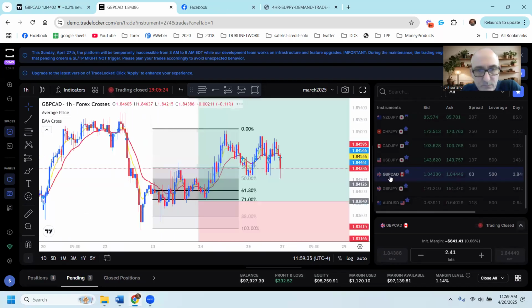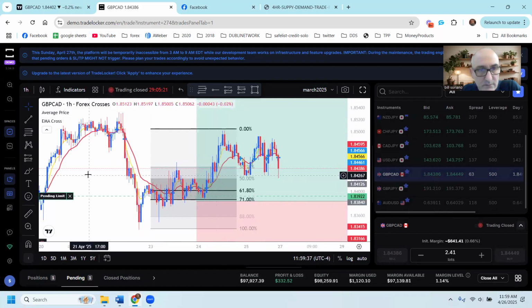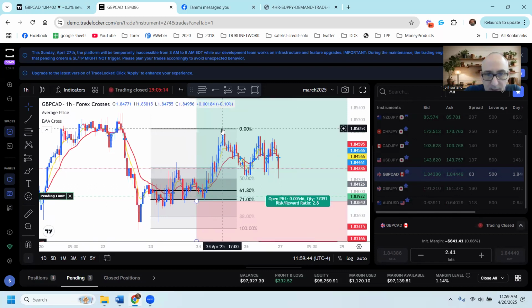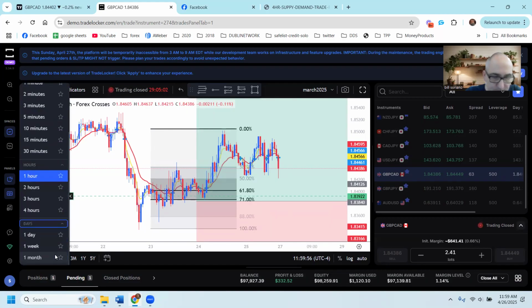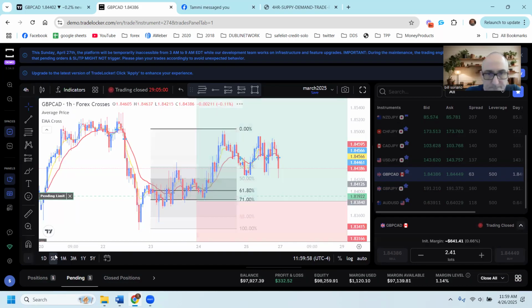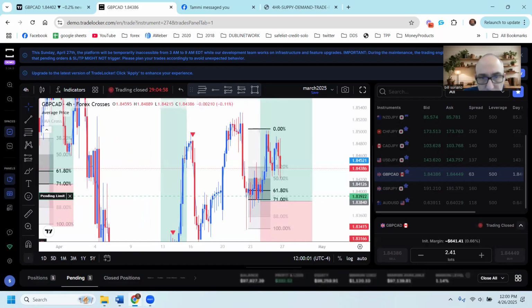Okay, this is what our trade looks like here. Again, there's the high, and that's what we're looking at. Now, if you look at this on the 4 hour time frame here, it looks like the 71 got hit because there's a different high on the 4 hour.